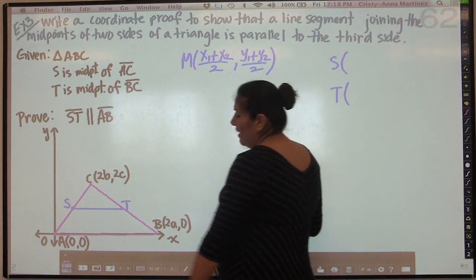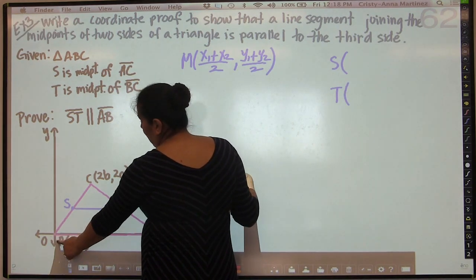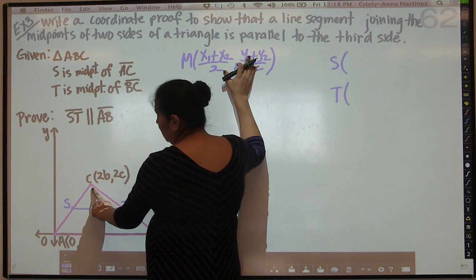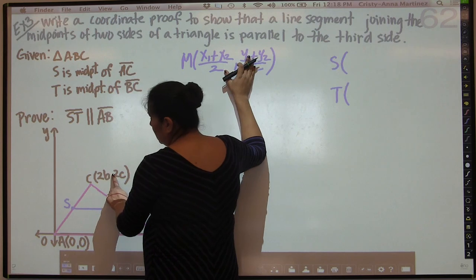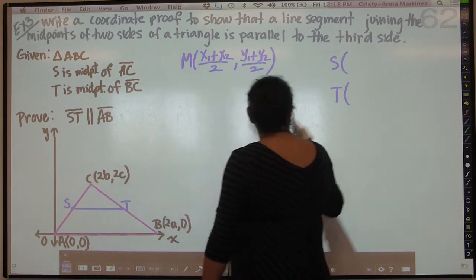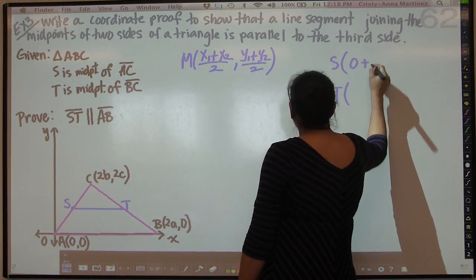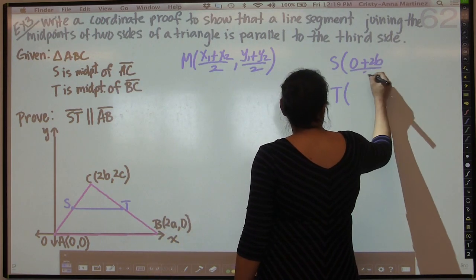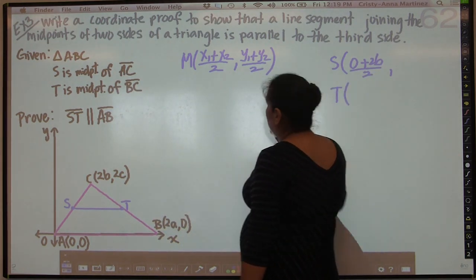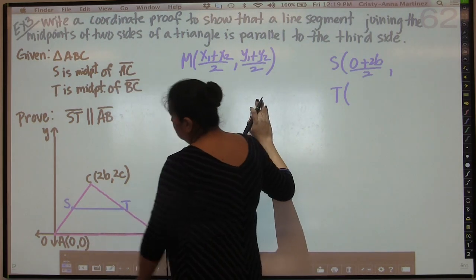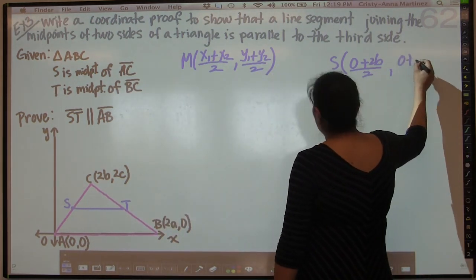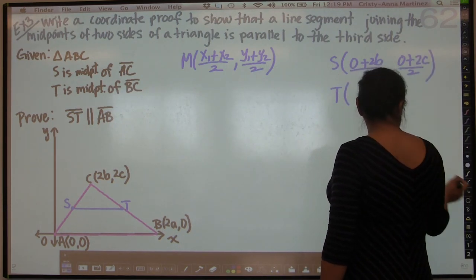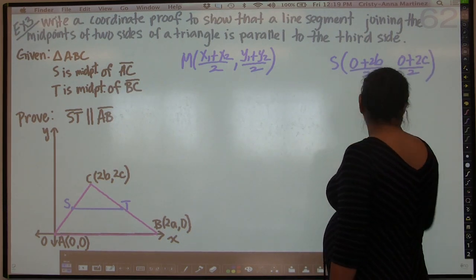Okay, so the coordinates of S are the midpoint of A and C. The formula is right here, so I need to take the x coordinates of these two points. Well, the x coordinate of A is 0. The x coordinate of C is 2b. Divide by 2. Then I have to do the y coordinates. The y coordinate of A is 0. The y coordinate of C is 2c. Divide by 2.